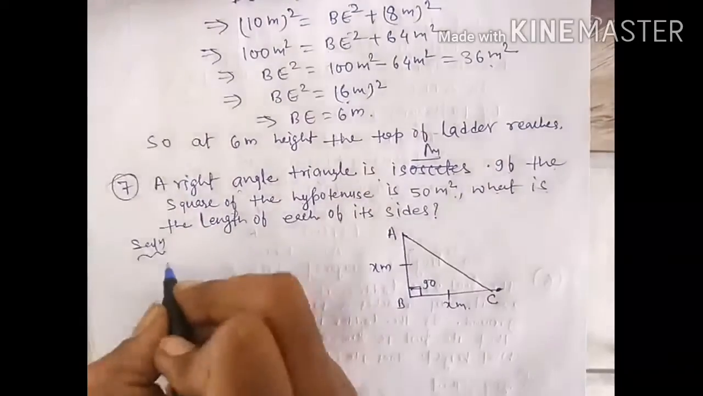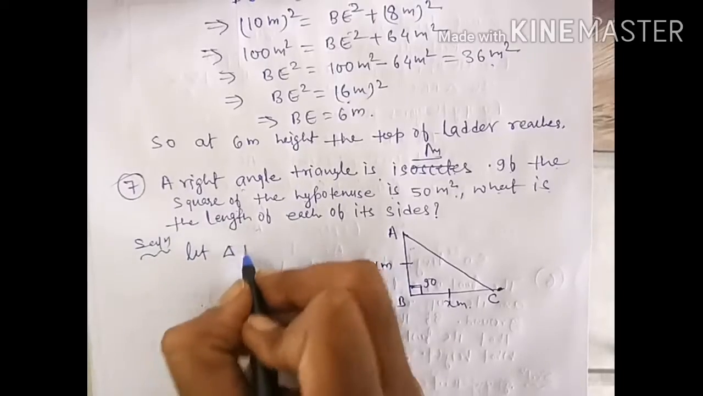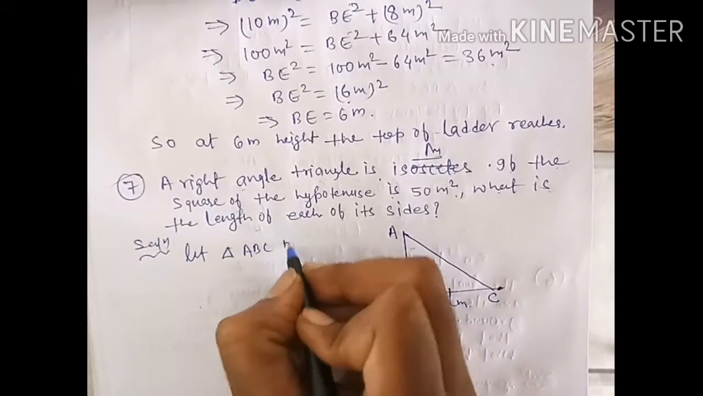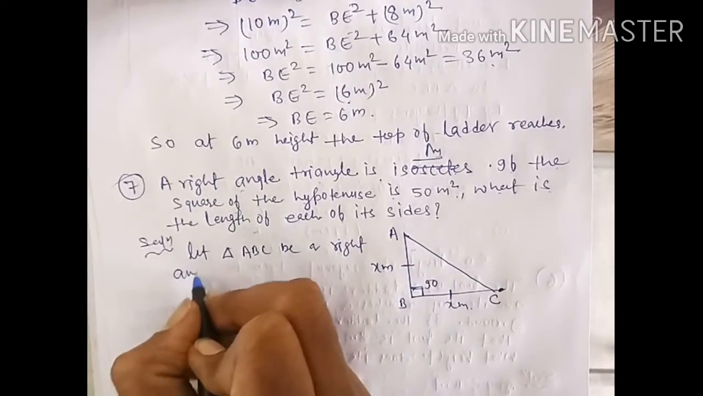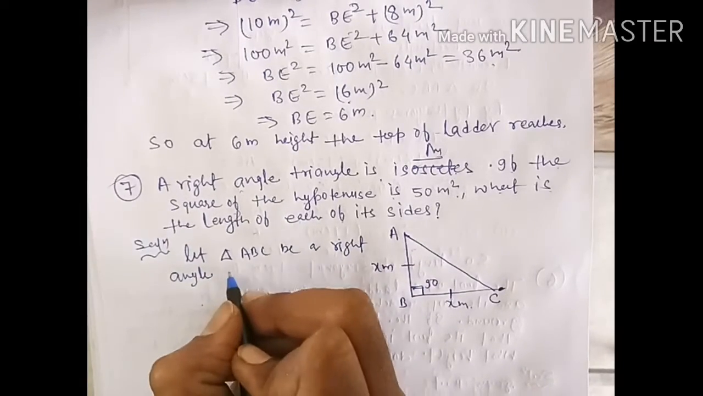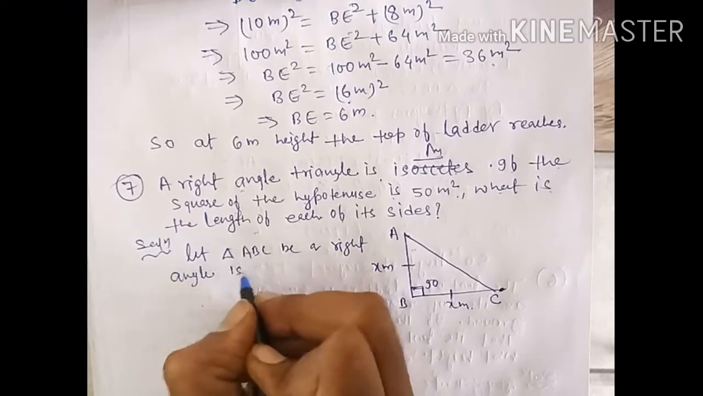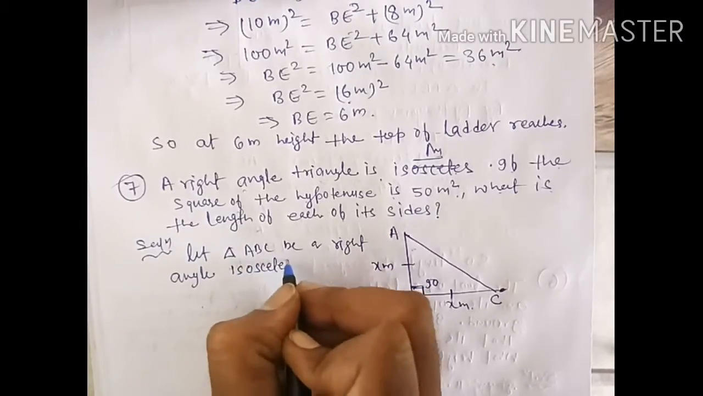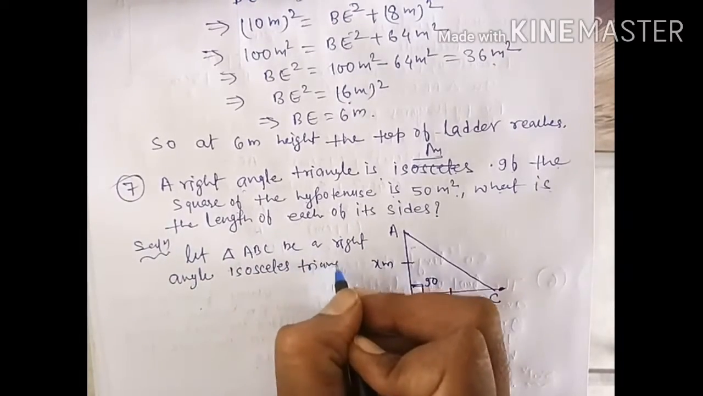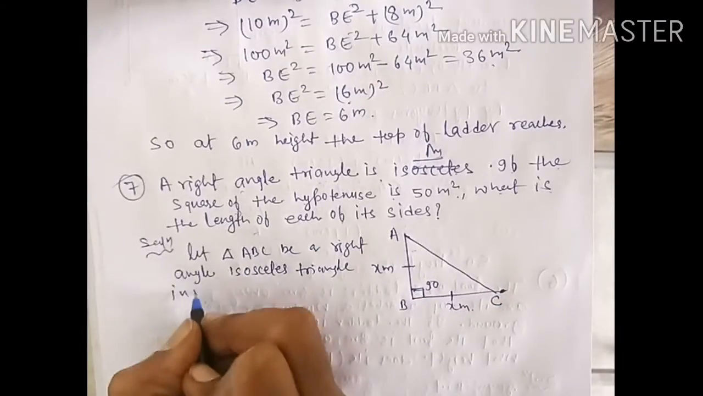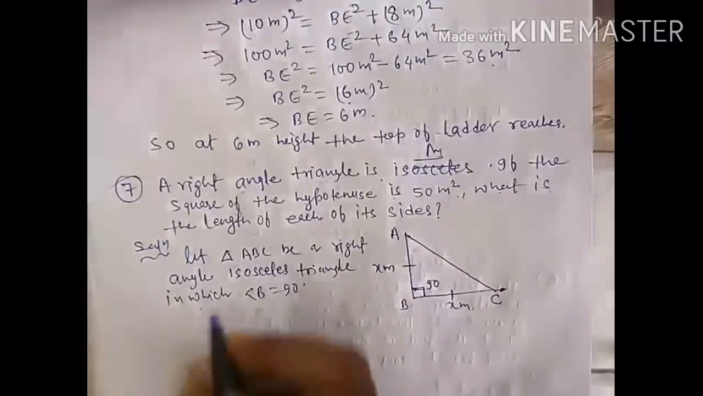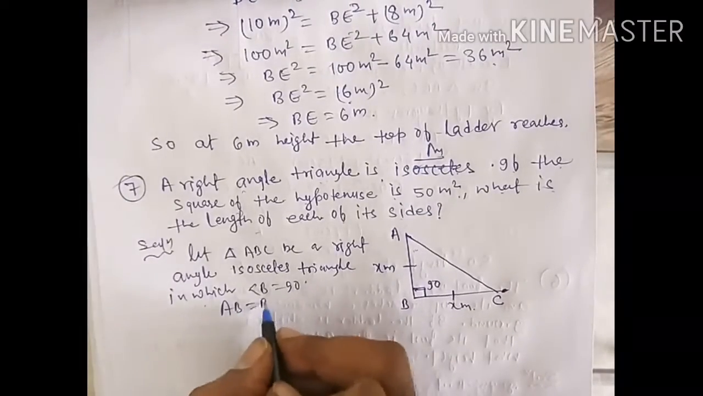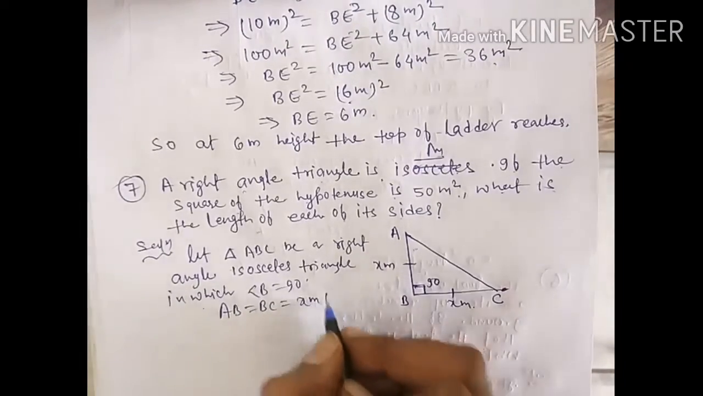Let triangle ABC be a right angle isosceles triangle in which angle B is equal to 90 degree, AB is equal to BC is equal to x meter.